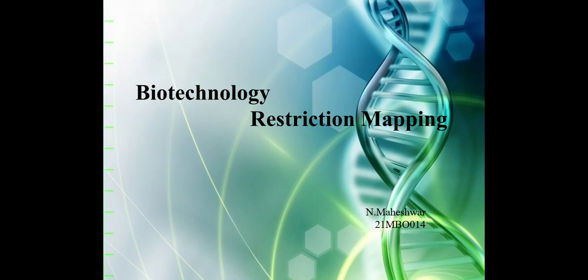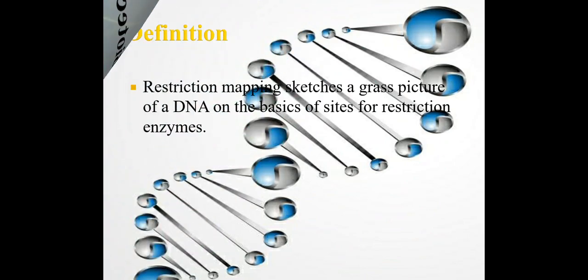We saw about restriction mapping. Restriction mapping sketches a rough picture of DNA on the basis of sites of the restriction enzymes. The restriction enzymes are called molecular scissors. They are useful to cut the DNA at the particular site.